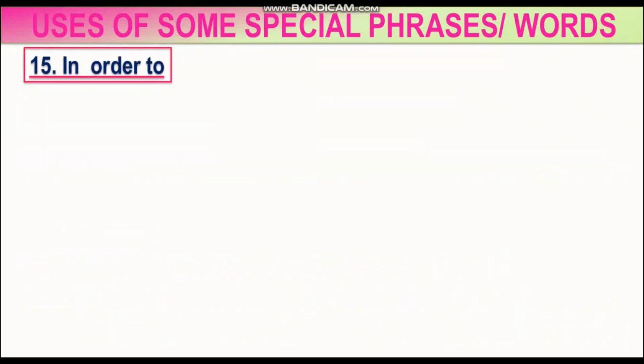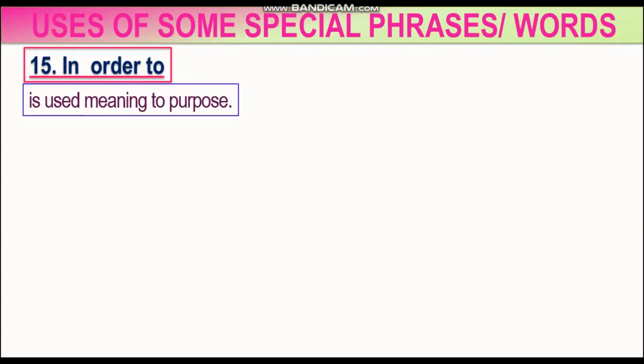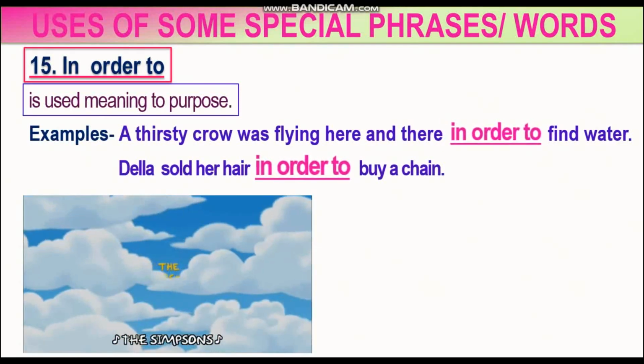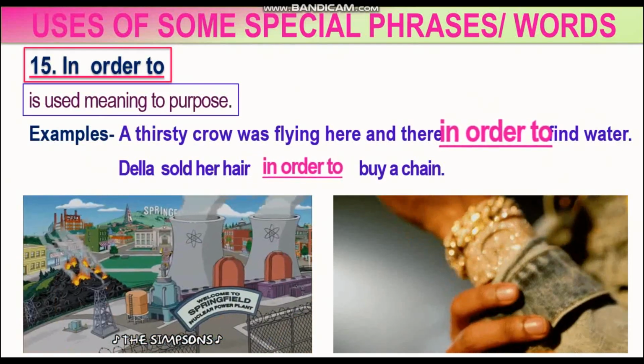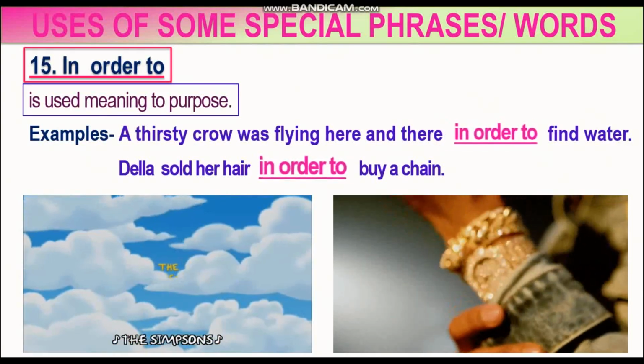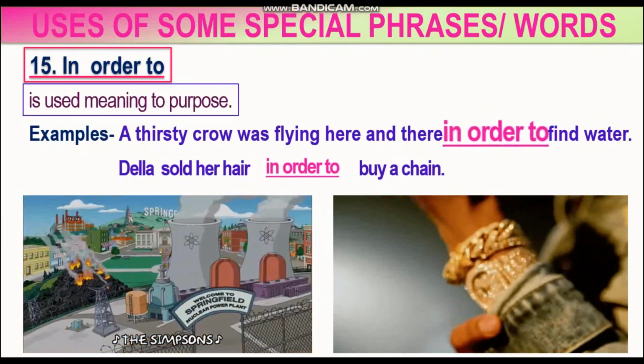Number 15. In order to. The phrase in order to is used meaning motive or purpose. After the phrase in order to, the verb must be V1, I mean present form. For example, a thirsty crow was flying here and there in order to find water. Dela sold her hair in order to buy a chain.